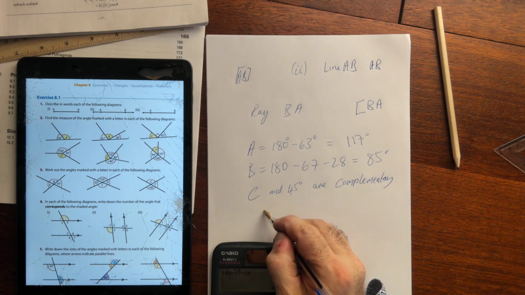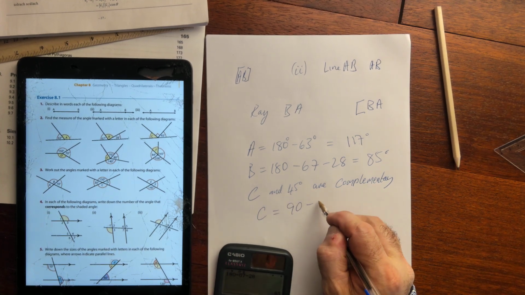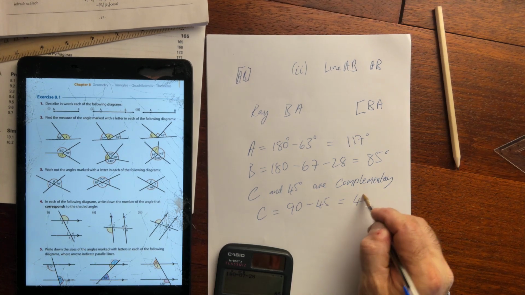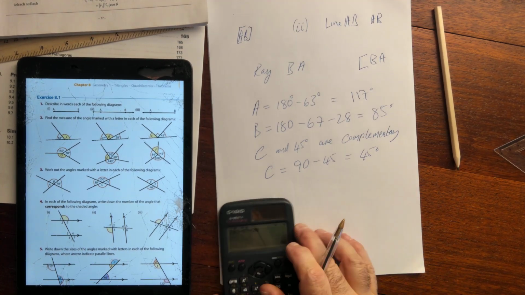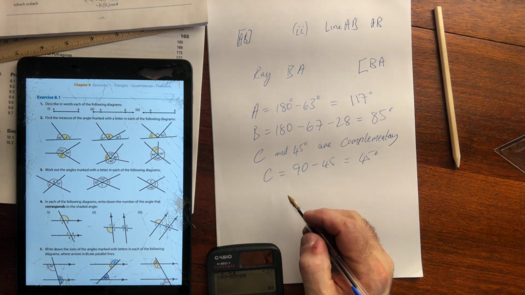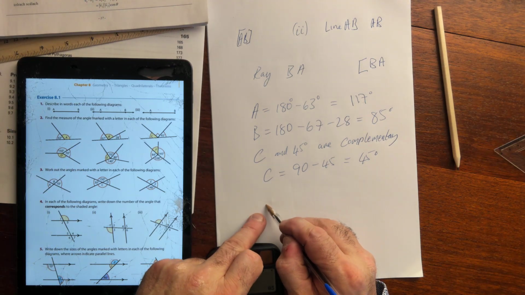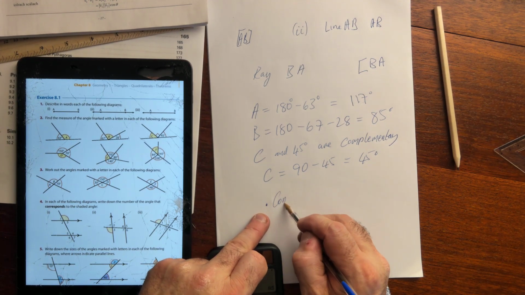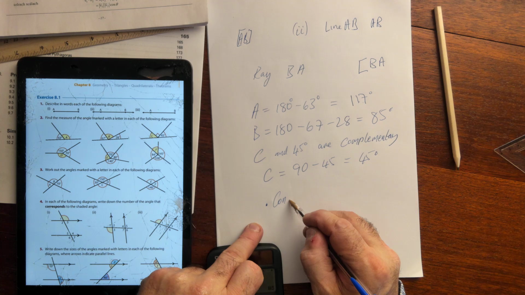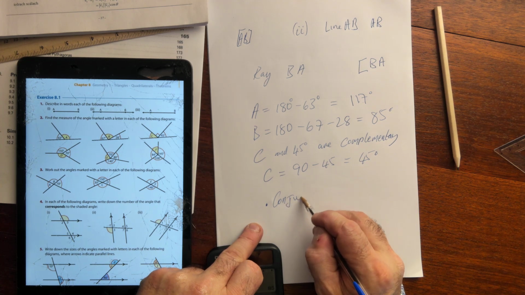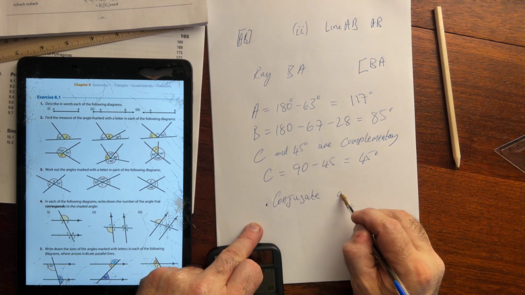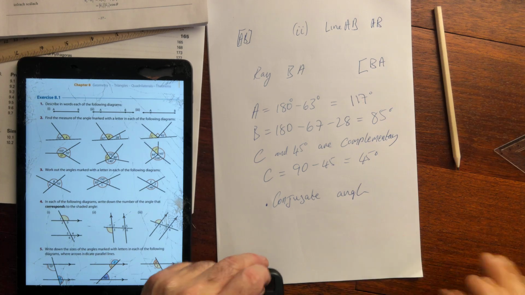Okay, which means C is equal to 90 minus 45, which is equal to 45 degrees. Now I don't know that I gave you a word for angles around a point, but the word is conjugate angles. Conjugate angles are the angles about a point.